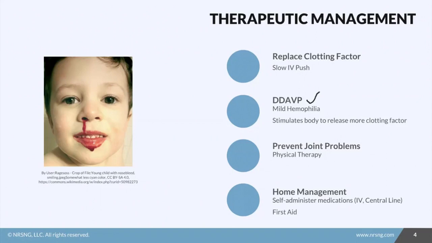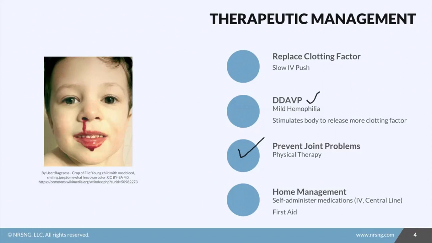So I mentioned before that a really common place for bleeding to occur is in the joint. And when this happens, and when it happens frequently, the soft tissue and the surrounding areas can become damaged. So it's really important that our patients with hemophilia get physical therapy to make sure that they don't end up with contractures that could affect their development.